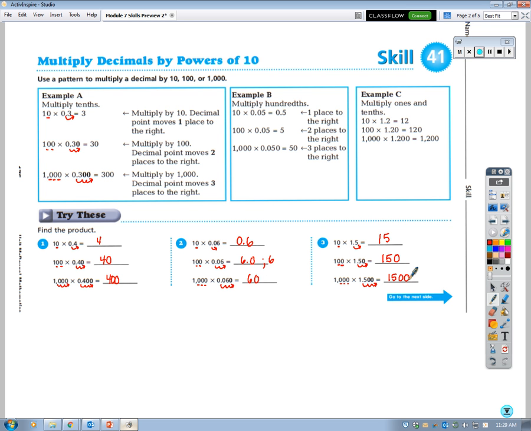And that's the summary of Skill 41, where we are multiplying decimals by powers of 10. You can just count the zeros because they're base 10 numbers, right? So that lets us just count zeros and move the decimal that many spaces. Okay, so now what you will do for Skill 41 is you will do the practice questions and the try these.